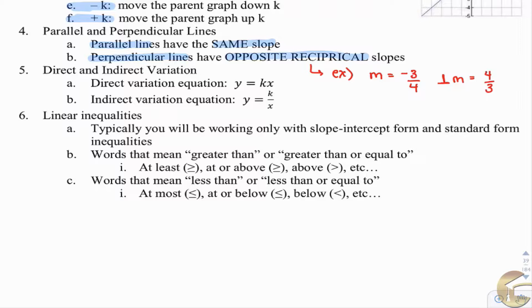So again, if you are given a slope and they want a line that has a perpendicular slope, you need to understand what that means, because without knowing the slope, you can't solve the problem. So that's going to be parallel and perpendicular lines.